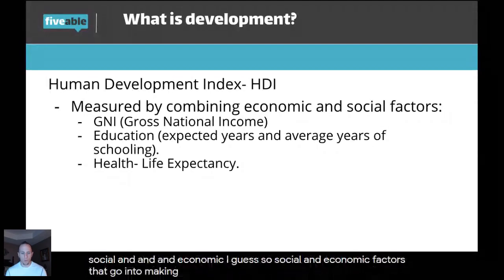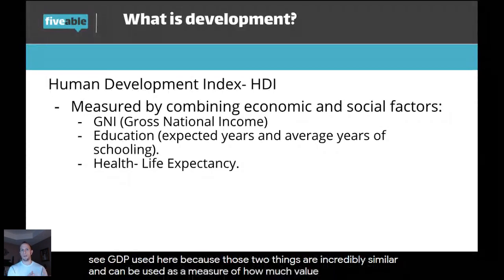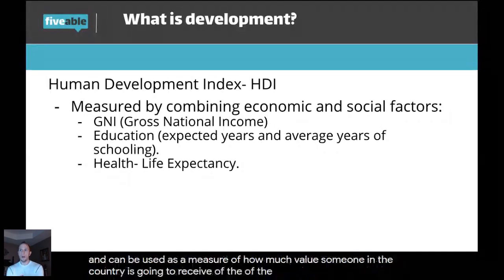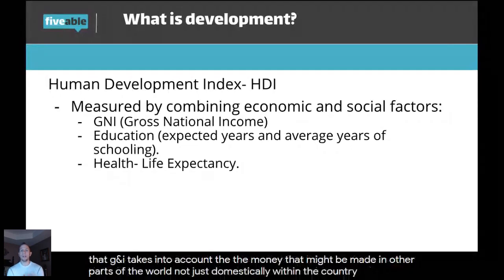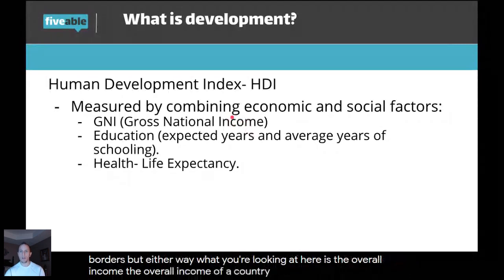You've got GNI, gross national income. Sometimes you'll see GDP used here because those two things are incredibly similar and can be used as a measure of how much value someone in the country is going to receive of the total income of your country. The only difference between GNI and GDP is that GNI takes into account the money that might be made in other parts of the world, not just domestically within the country's borders. But either way, what you're looking at here is the overall income of a country.